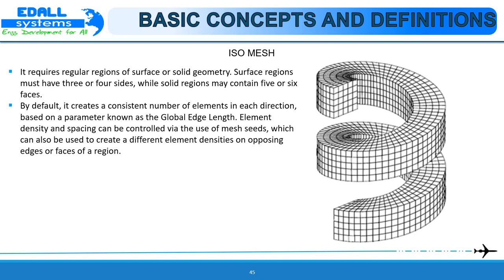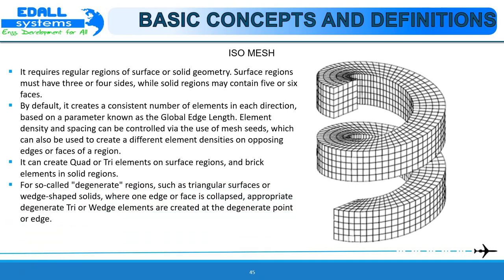Element density and spacing can be controlled via the use of mesh seeds, which can also be used to create a different element density on opposing edges or faces of a region. It can create quad or tri elements on surface regions and brick elements in solid regions. For so-called degenerate regions such as triangular surface or wedge-shaped solids where one edge or face is collapsed, appropriate degenerate tri or wedge elements are created at the degenerate point or edge. It is the only approach that automatically meshes a geometric region with brick elements.